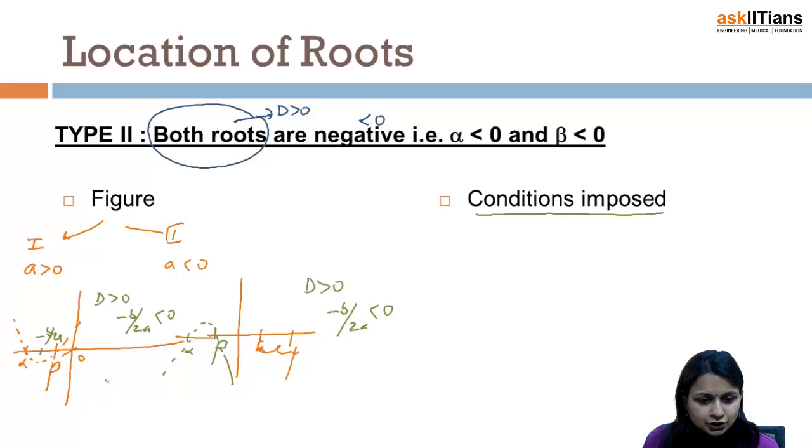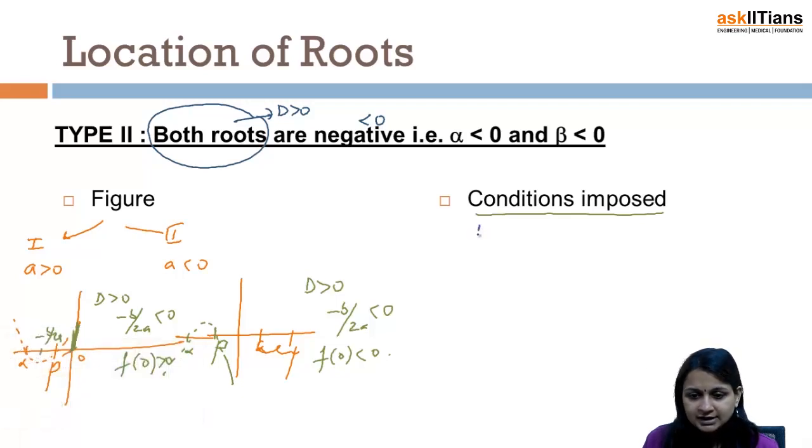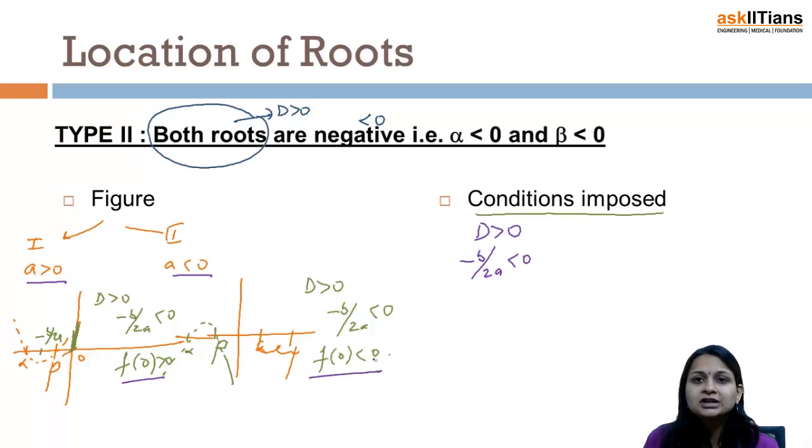Now, the third thing is we will be talking about f(k). So, here what is f(k)? f(0). So, f(0) here is positive and here f(0) is negative. So, how am I going to write the final conditions imposed? I will say discriminant D is greater than 0, and then minus b upon 2a is less than 0, and when a is greater than 0, f(0) is greater than 0, when a is less than 0, f(0) is less than 0. So, I can put it in one condition, as in a into f(0) is greater than 0. As soon as we apply these three conditions, the question will be completely solved.